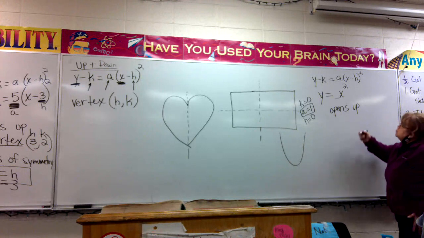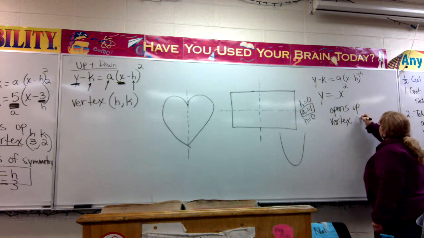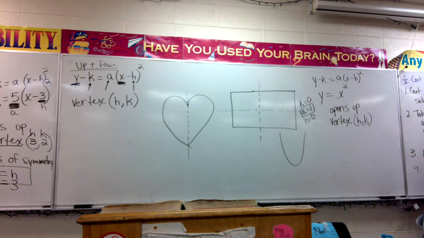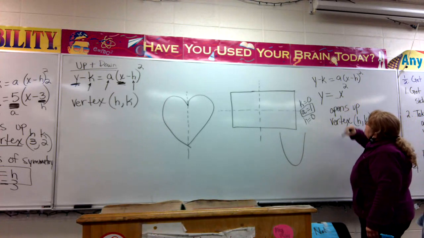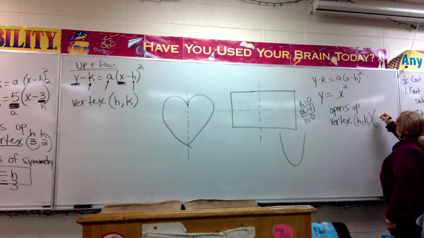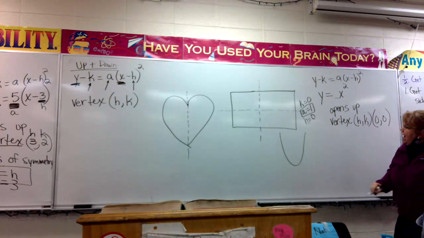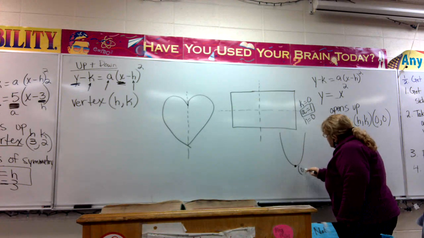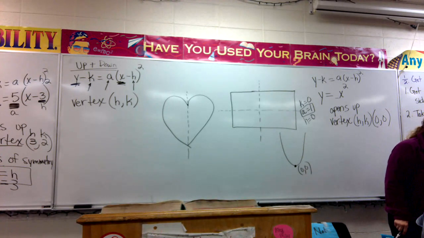The other thing that you know about this parabola is the vertex. The vertex is at the point (h, k). It's always at the point (h, k). Well, if you have the equation, you have the h and k. What are the h and k values? For this one, it's 0, 0. So on that graph, this point right here, it better be 0, 0. And that's how you're going to match them up.